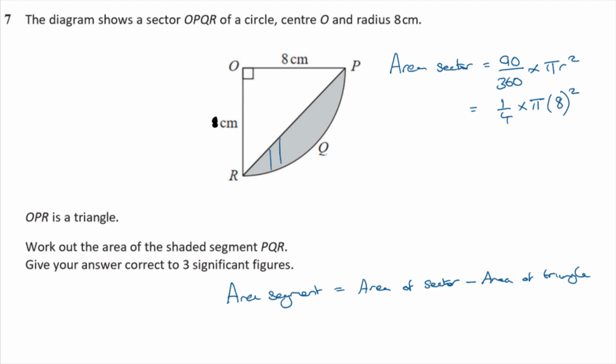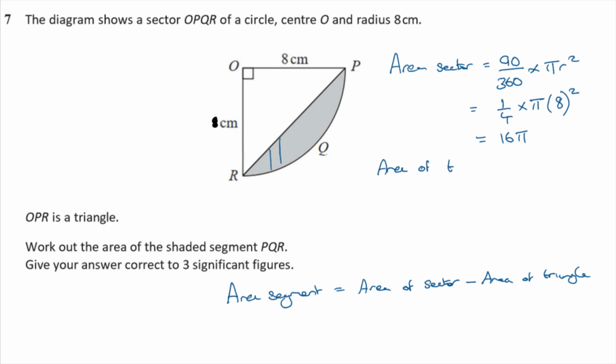Okay, so what's that then? So that's 8 squared, which is 64, divided by 4, which is 16. That is equal to 16 pi. And I'm just going to leave it in terms of pi for now, just because it's easier to write down pi than it is to write down a really long decimal. And let's go on and work out the area of the triangle.